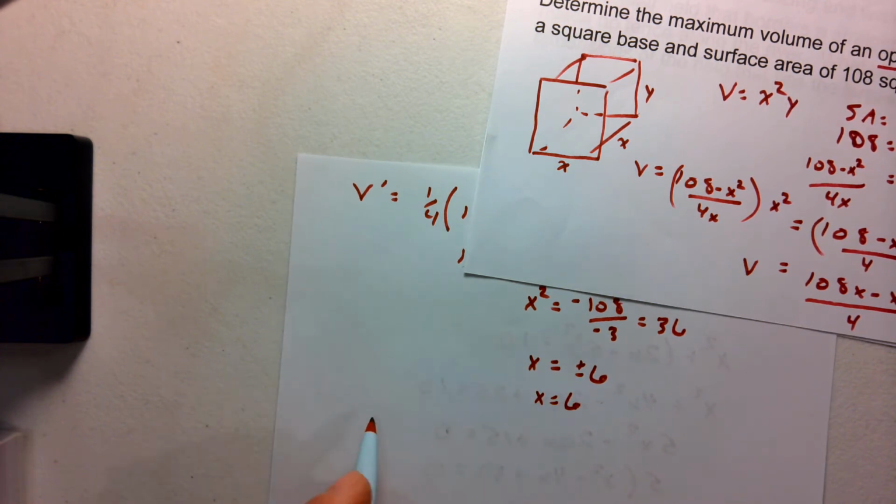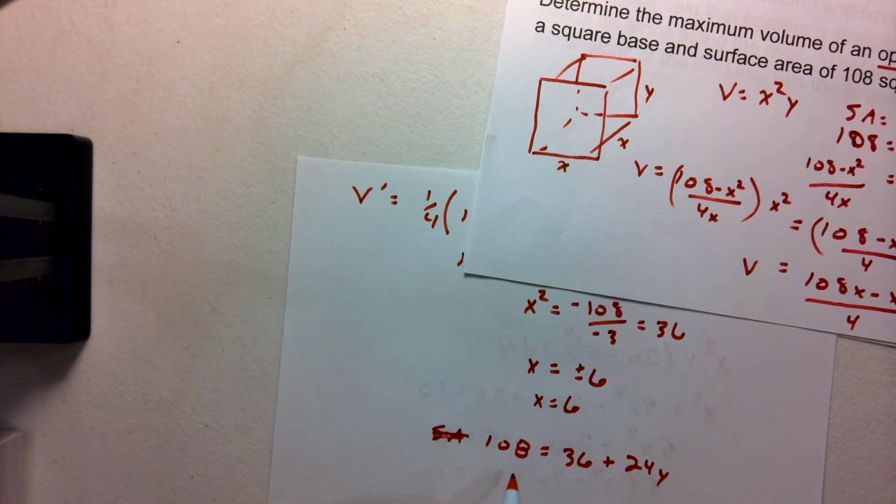So as I look at x equals 6, I can go ahead then and figure out, is this going to be a maximum or minimum value? Since I only have one, it's going to be my maximum value. So I can go ahead and plug in my 6 to figure out my y value. I'm going to plug that into my surface area. We knew that 108 is going to equal my x squared, which is 36, plus 4 times x, which is 24y. Go ahead and solve that. We can subtract that. We get 72 equals 24y. Divide by 24, so 3 is going to equal y.